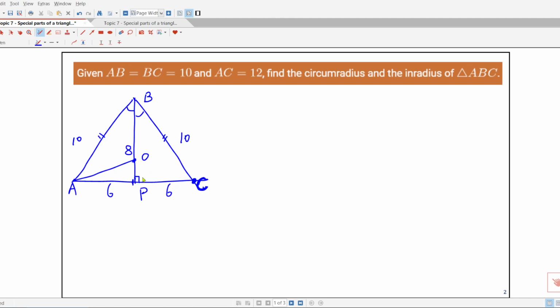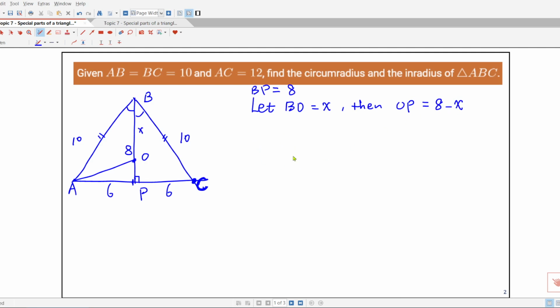And we can let OB equal X. So this side is X. First of all, we have already solved BP equals 8, right? So OP must equal 8 minus X, right?